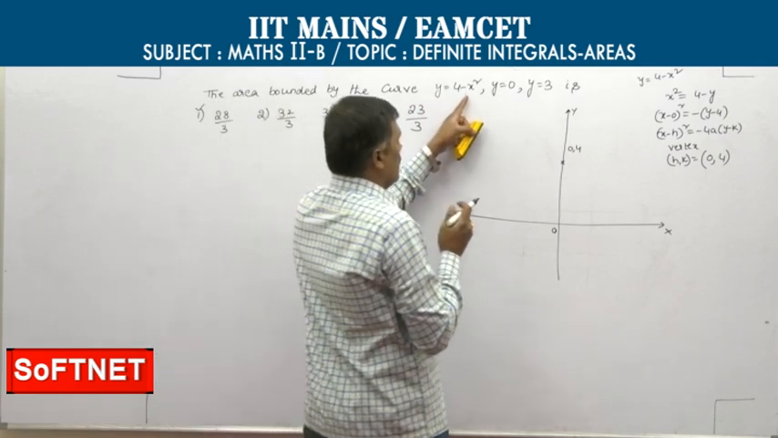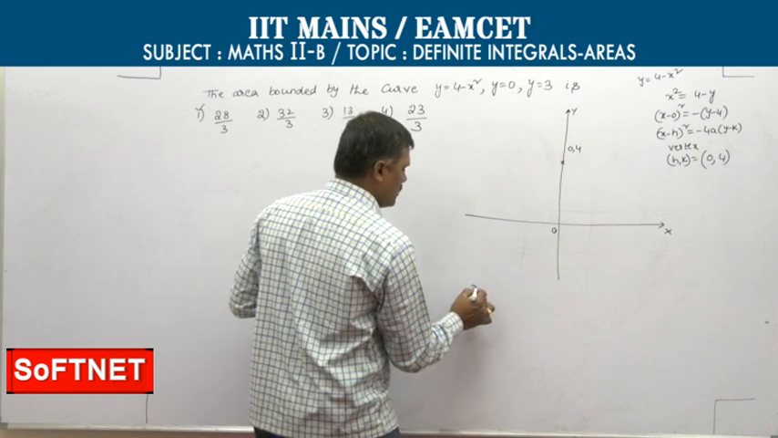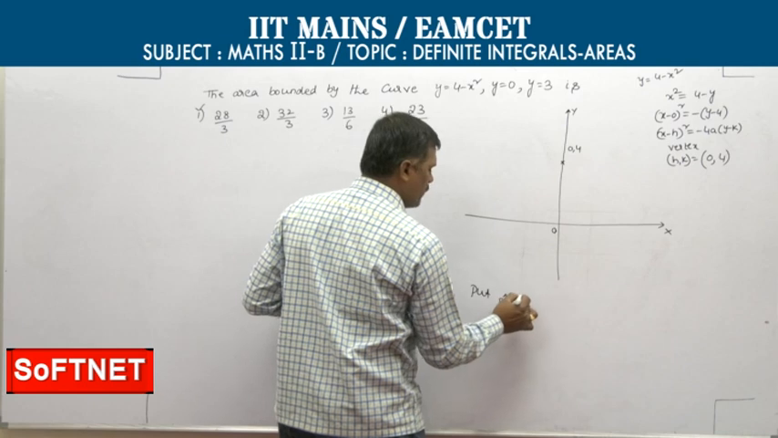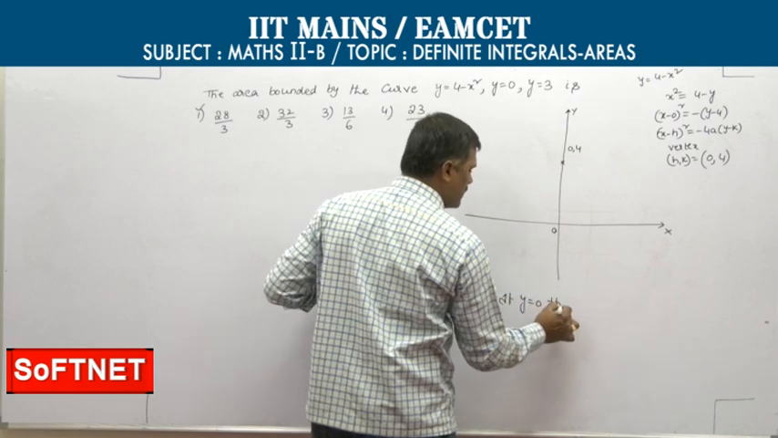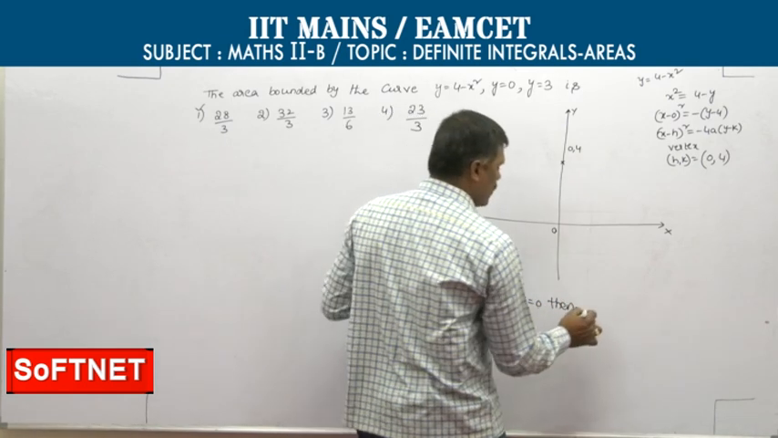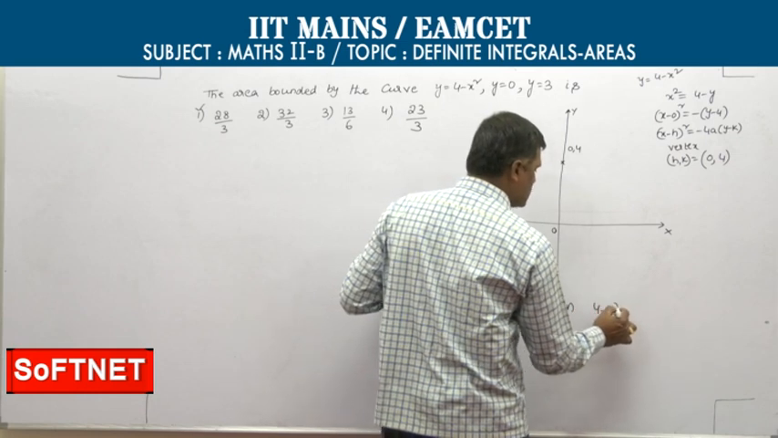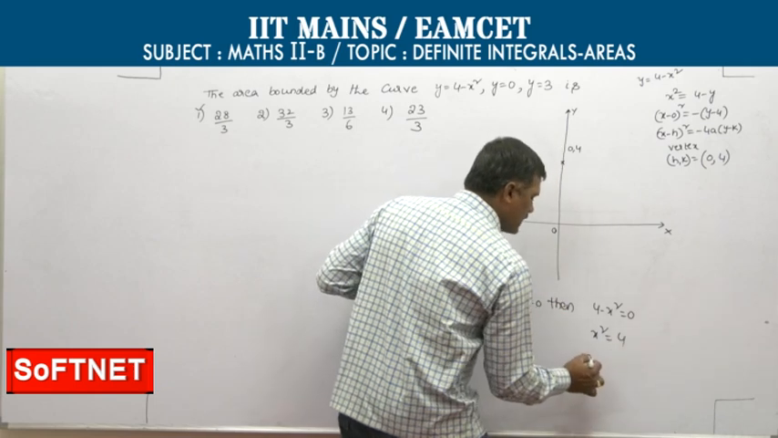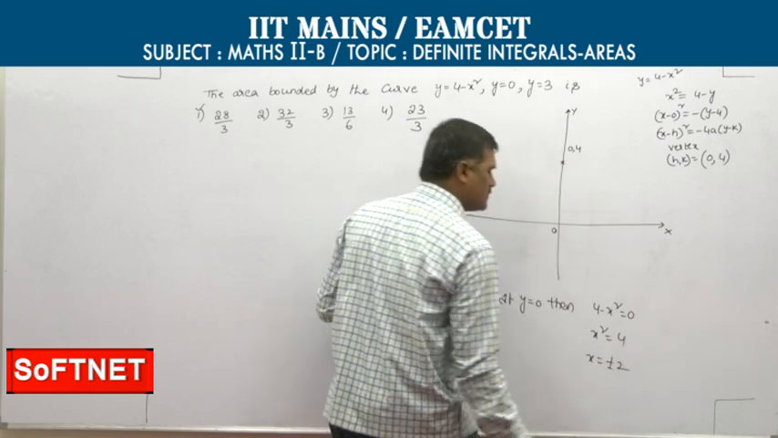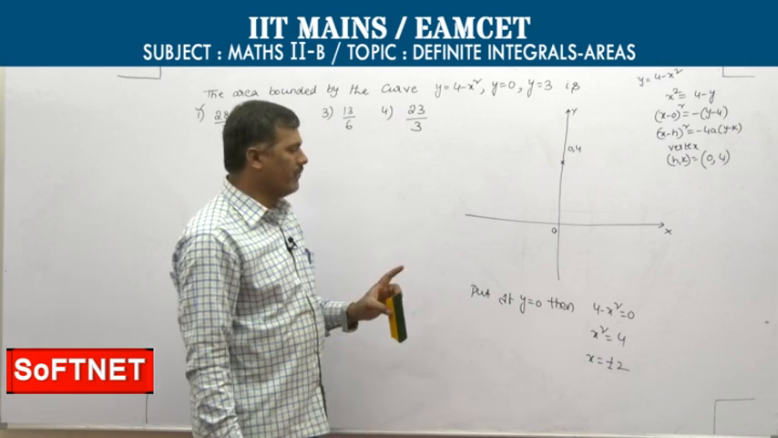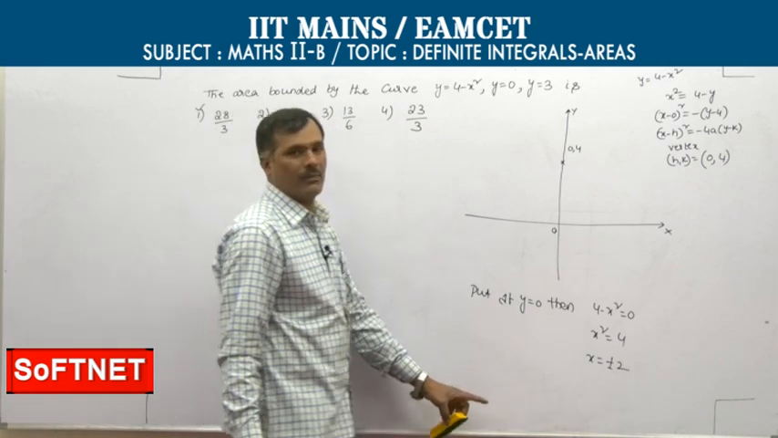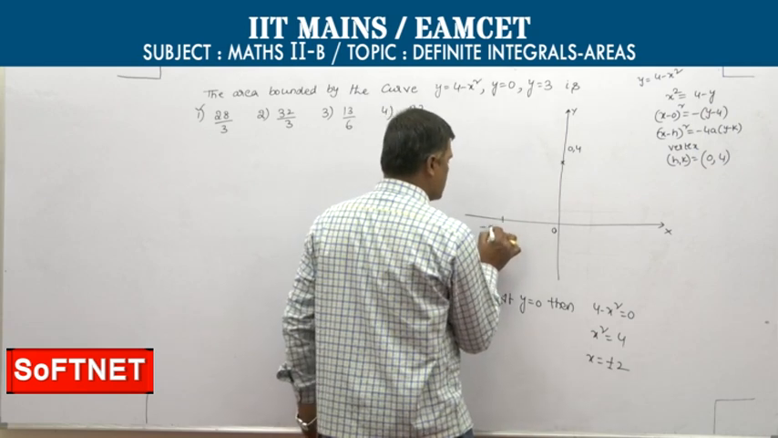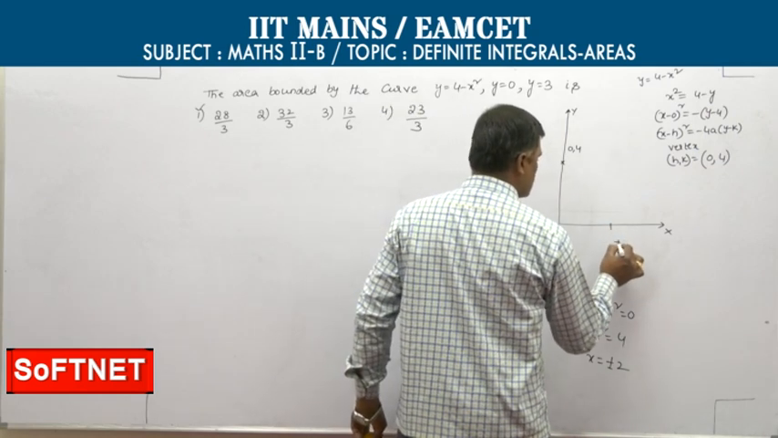It meets the x axis means y is equal to 0. If y is equal to 0, then 4 minus x square is equal to 0, so x square is equal to 4, and x is equal to plus or minus 2. So the curve meets the x axis at two distinct points, minus 2 and plus 2. See here, this is minus 2 and this is plus 2.